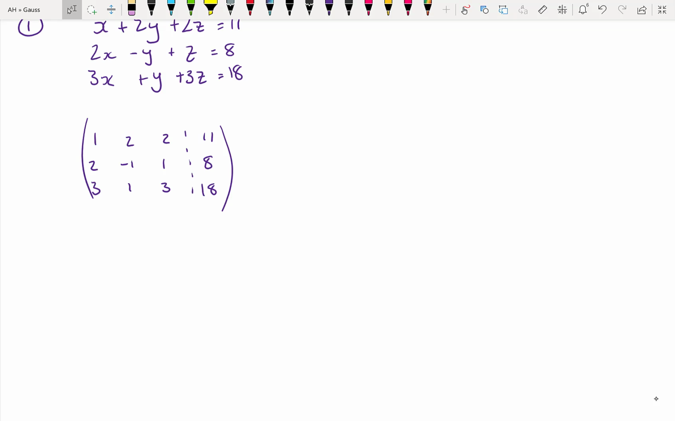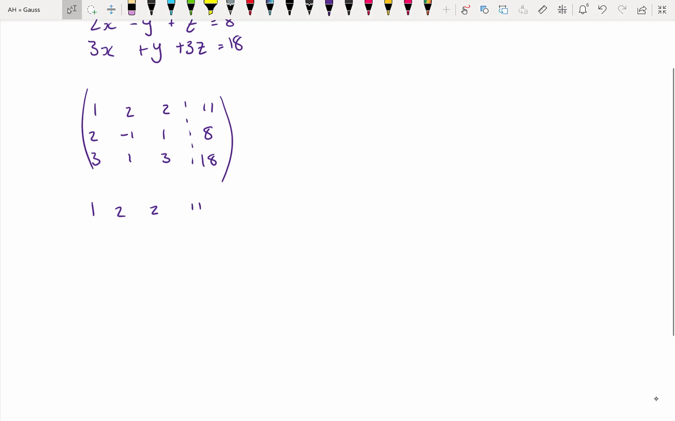So, first thing I'm going to do, as always, is keep my first line the way it is. Next thing I'm doing is looking to get these zeros. Everything underneath that first one in that first column needs to become a 0. So my row 2 is going to become row 2 minus 2 lots of row 1.